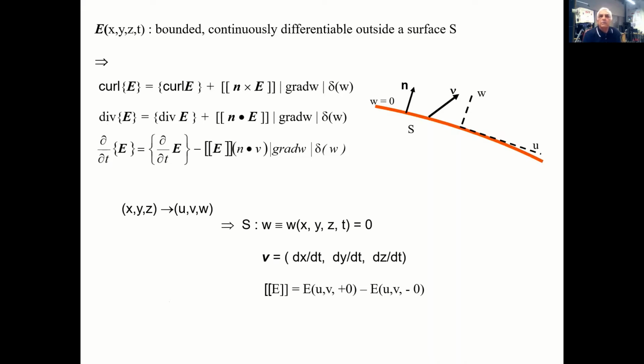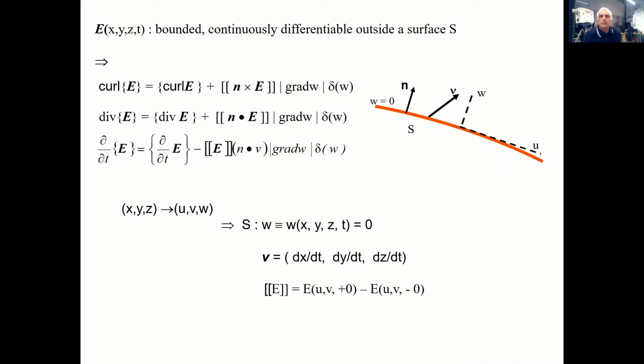S, which moves arbitrarily, one has the curl, divergence and the time derivative in these forms. Here we assume that in an orthogonal coordinate system UVW, the surface S is determined by W equals 0 and N is the arbitrarily oriented unit normal vector to S, while V stands for the velocity of the surface S. Delta W taking place in these equations is the usual Dirac distribution.